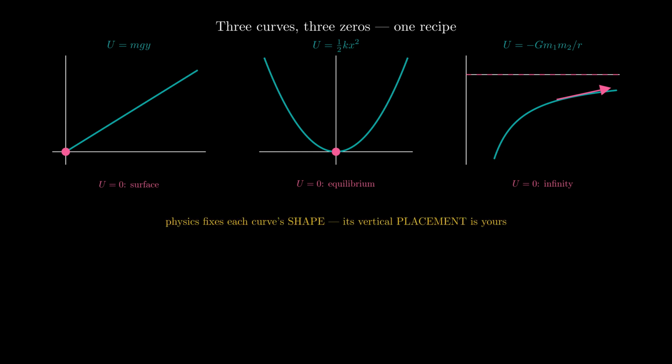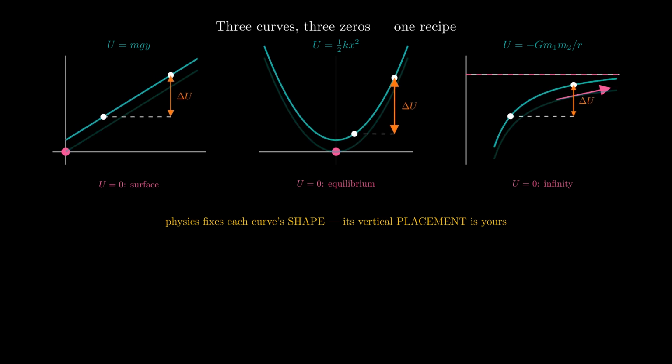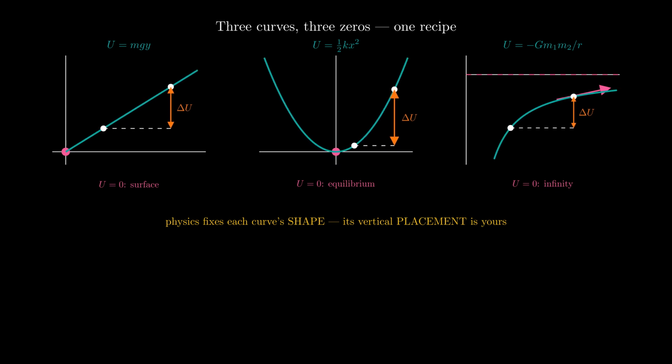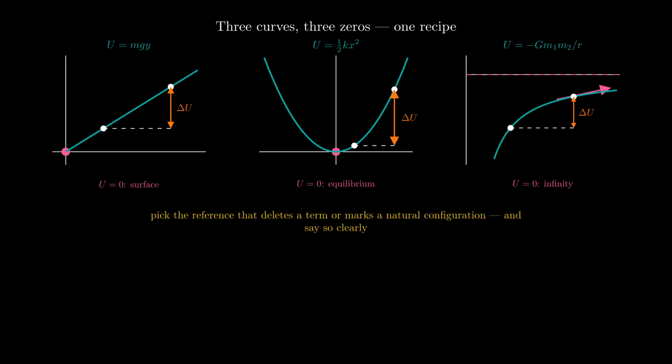Physics fixes each curve's shape. Its vertical placement is yours because only differences in potential energy ever enter a prediction. Slide any curve up or down and every difference survives. So pick the reference that deletes a term or marks a natural configuration, say so clearly, and the function is pinned down.